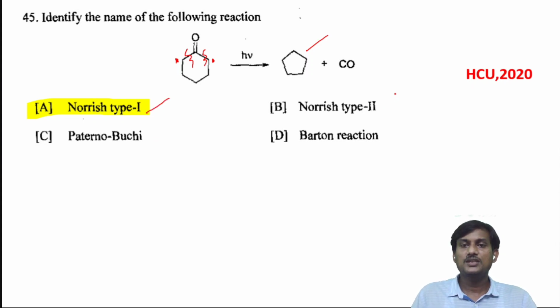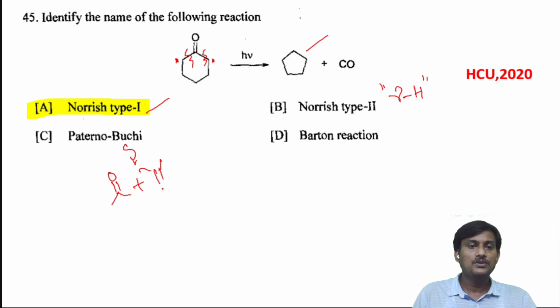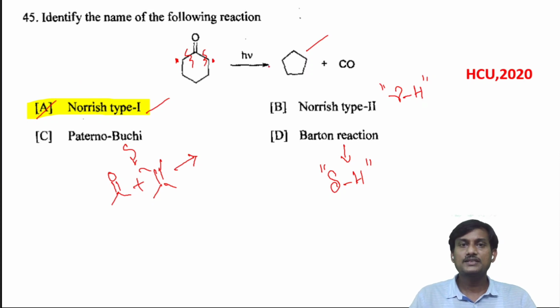In Norrish type 2 reaction, there is an intramolecular abstraction of gamma hydrogen in carbonyl compounds. Paterno-Buchi reaction is a photochemical reaction between carbonyl compounds and alkenes, and there is a formation of oxetane. Barton reaction is exhibited by alkyl nitrites. There is an intramolecular delta hydrogen abstraction, and there is a formation of delta nitroso alcohols. So the correct option will be, this reaction is Norrish type 1 reaction.